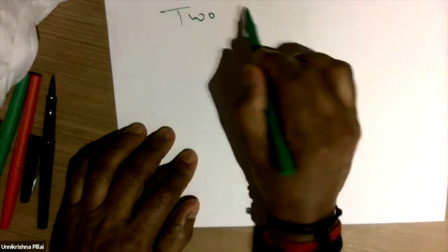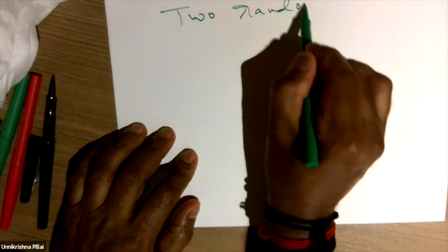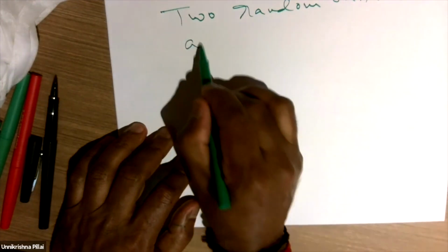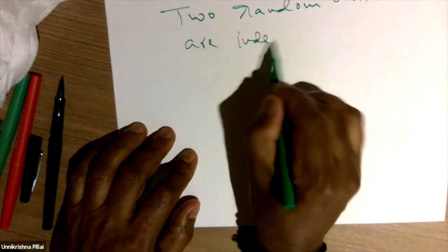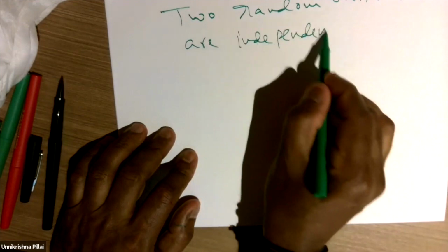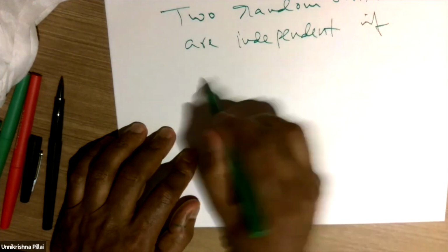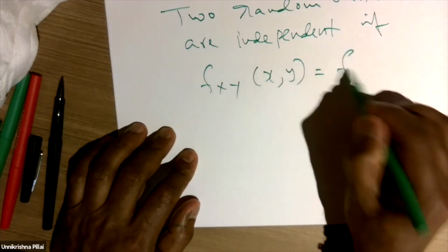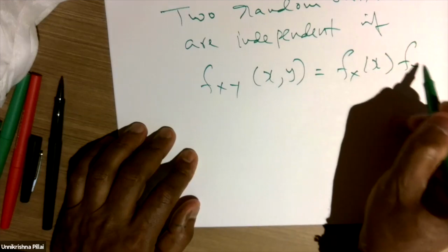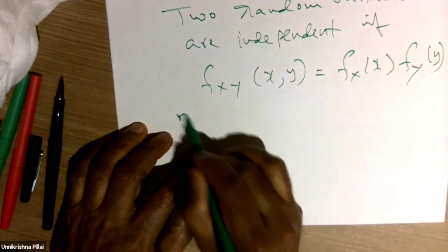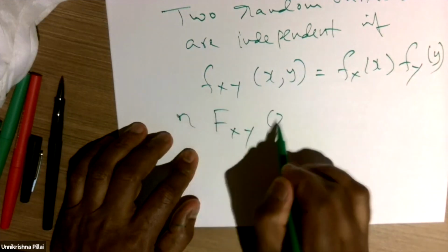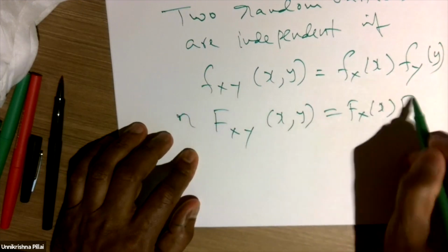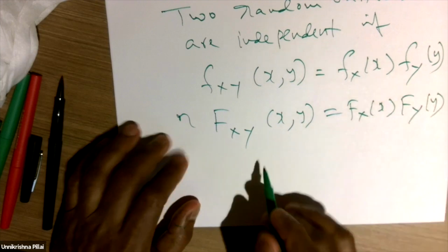So once again, two random variables are independent if their joint density function is the product of their marginals, or the joint distribution function is the product of their marginal distributions. You can use any one of them.